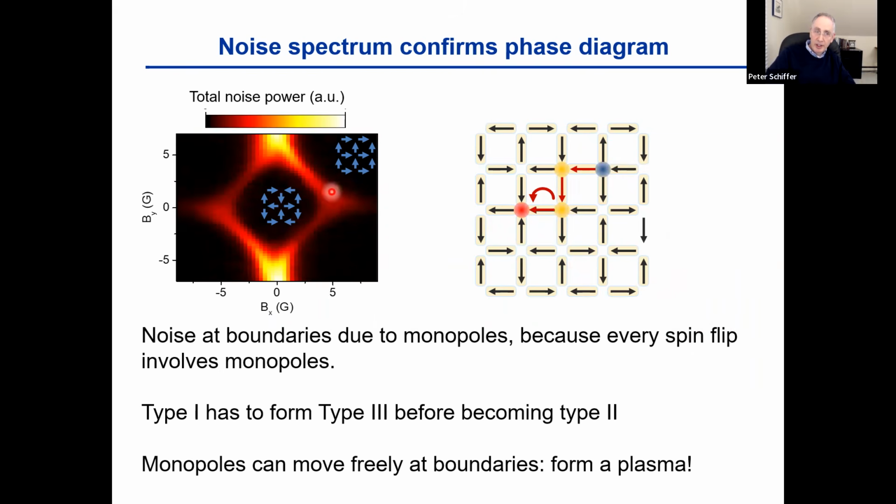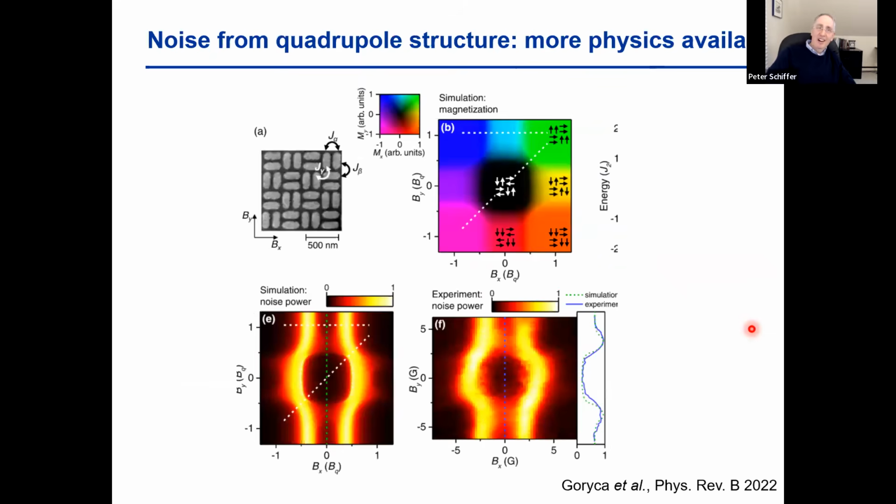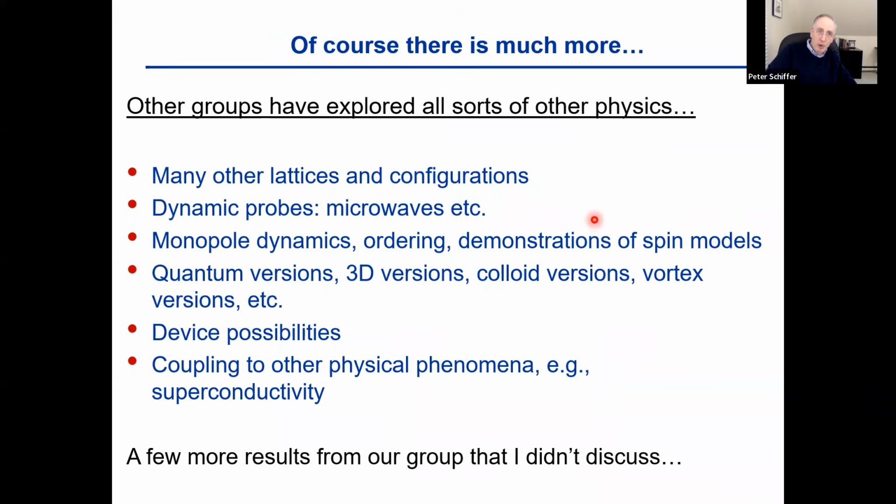And so you can really think of this as a monopole plasma, where there are plus and minus charges traveling around the structure, because there's sort of a crossover from this ordering to that ordering. And you can actually look at the noise spectrum, and because it's in the audio range, you can even listen to the noise spectrum as you do a cut through the phase diagram. I won't make you listen to it, but it's kind of fun. You can also get noise from other structures, and Mateusz and Scott have done things on that also. And of course, there's much, much more.